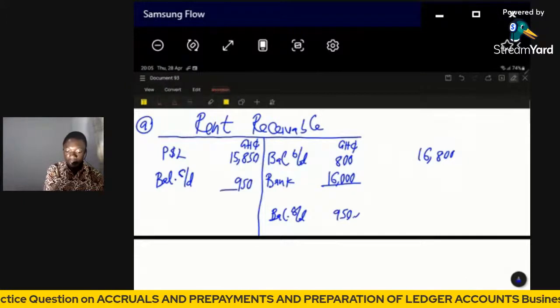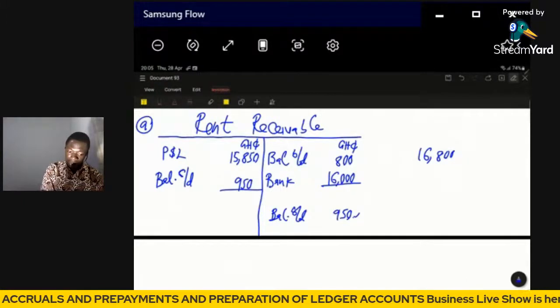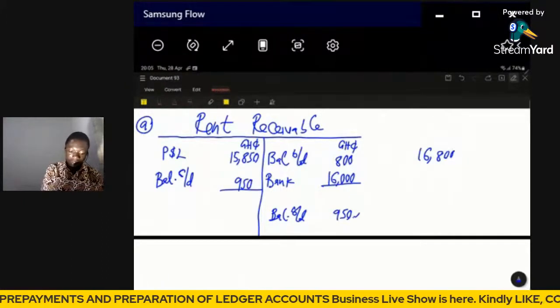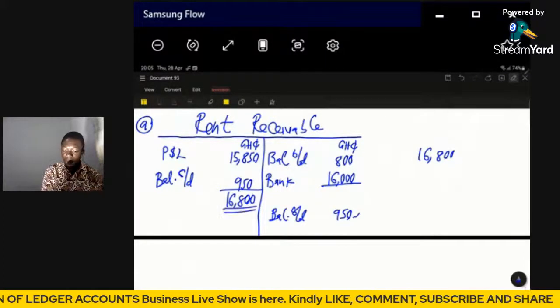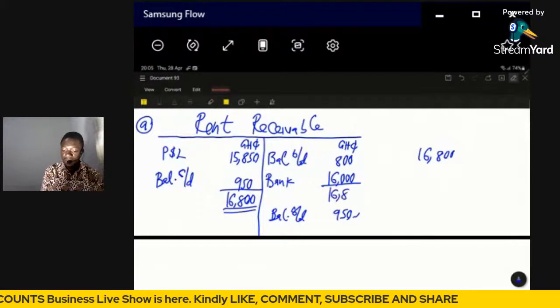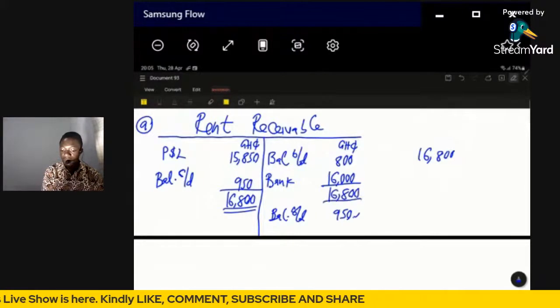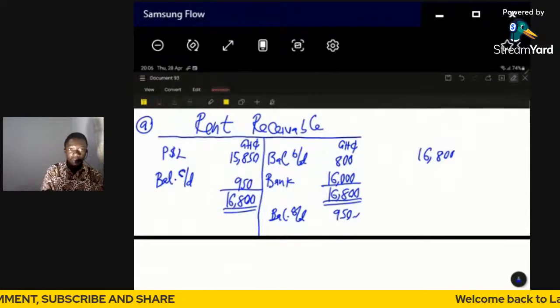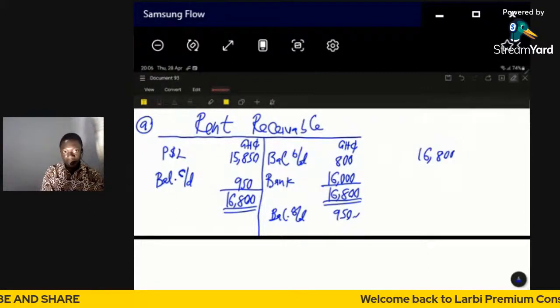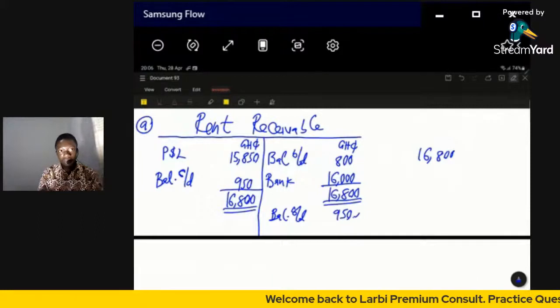So we're going to close this account too. We're going to have both sides balancing at 16,800, and then you close it. So this is how you balance an account. At the end of the day, the balance carried down is going to be reflected at the credit side here, as you can see, as balance brought down of 950.